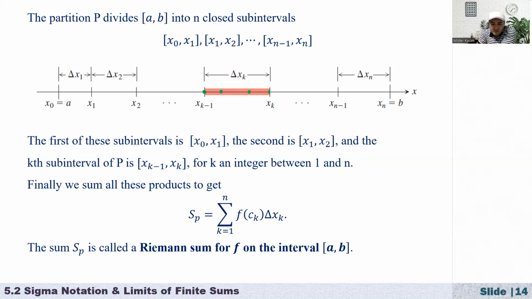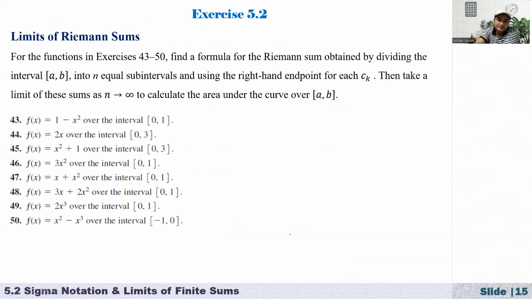After that, we evaluate the value of the function f at c sub k and multiply the value of the function by the length of this subinterval, delta x sub k. The sum S sub P is called the Riemann sum for f on the interval [a, b]. This is how we form the Riemann sum.